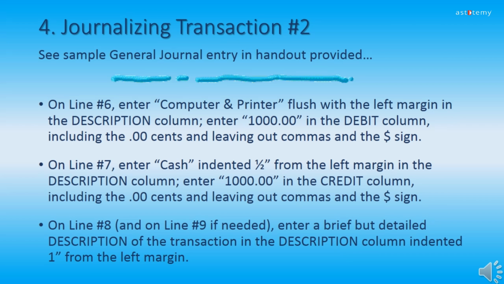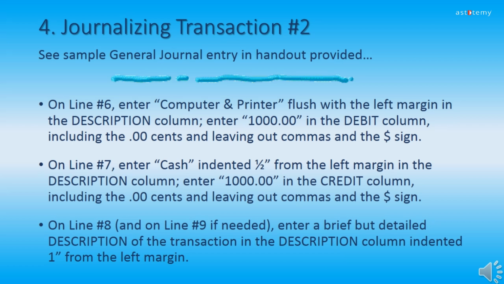And now we're ready to discuss Step 4 of journalizing Transaction 2. Since this general journal entry has already been included on your sample form, please refer to it as we go through these items and discuss them in detail. First, on line 6, we're going to enter computer and printer flush with the left margin in the description column, enter $1,000 in the debit column, including the cents and leaving out the commas and the dollar sign. Also be sure to include the date.